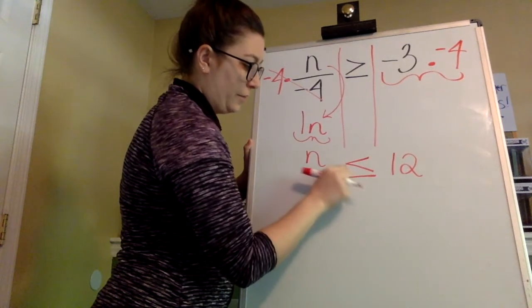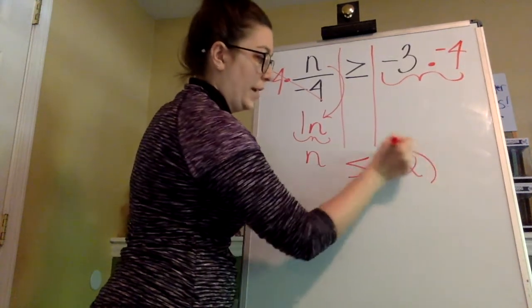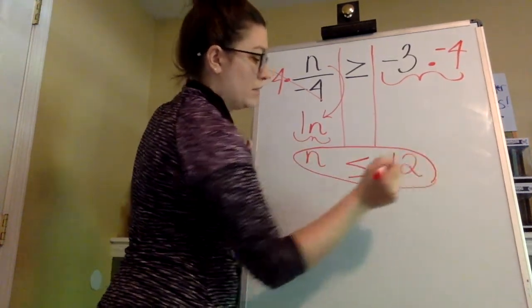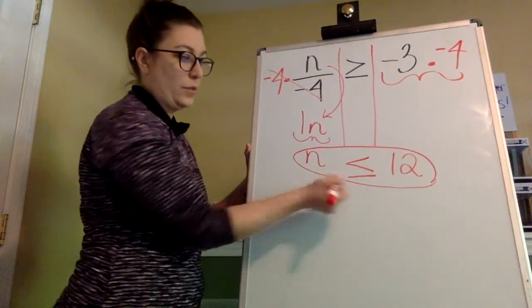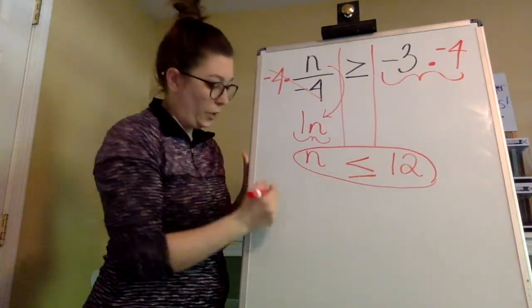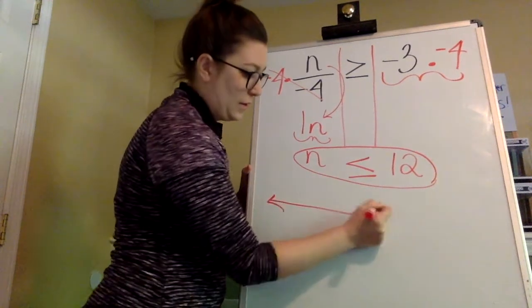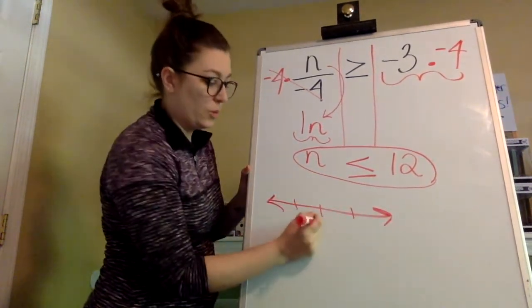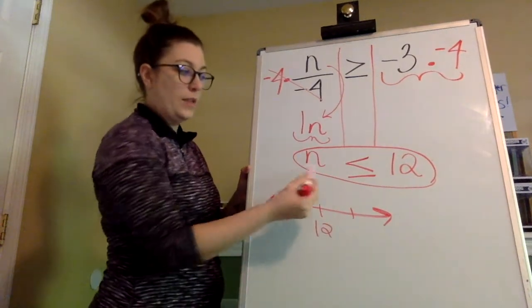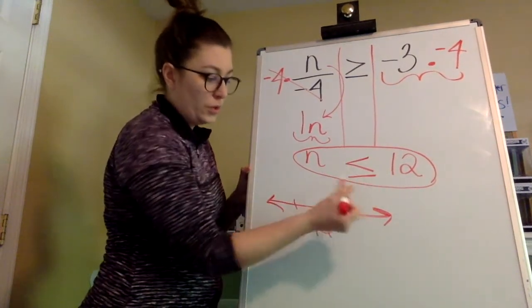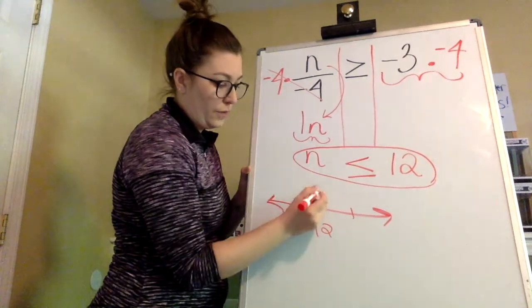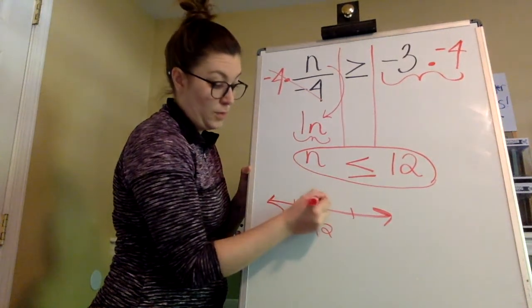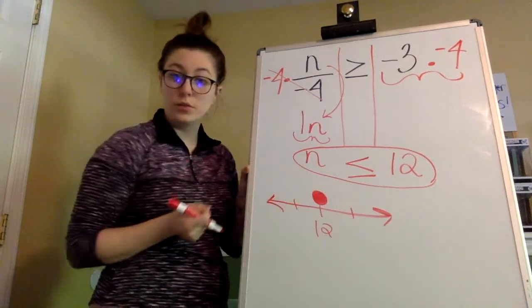Okay, so now we have our solution set. n is less than or equal to 12. Go ahead and graph it like you normally would. Do a short graph here. Put my 12 in the middle. And then this or equal to means we have to include that 12. It could be one of the answers, right? It's just part of the solution set.